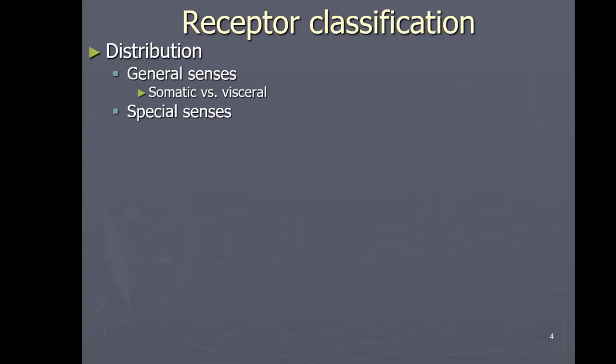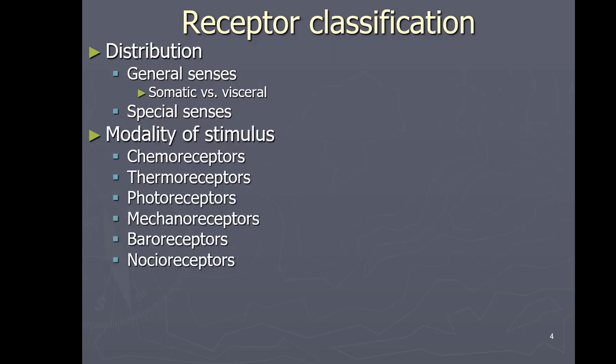The classification of receptors, you can divide them into general versus special senses. And we'll basically talk in detail about the special senses, so there's not a whole lot else to say right here. But the other thing is just modality of stimulus.